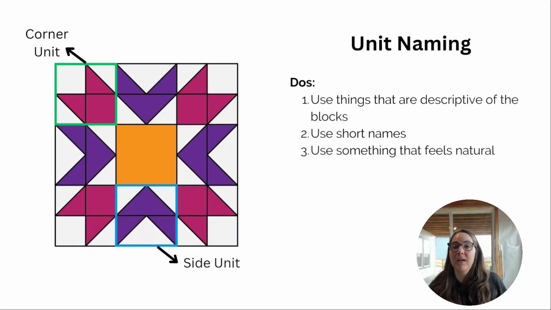The other thing you want to keep in mind is using short names. You don't want to talk about the corner star point purple unit or something along those lines. That's got like 6 words in it. That's too much. That's too much for anyone to remember.